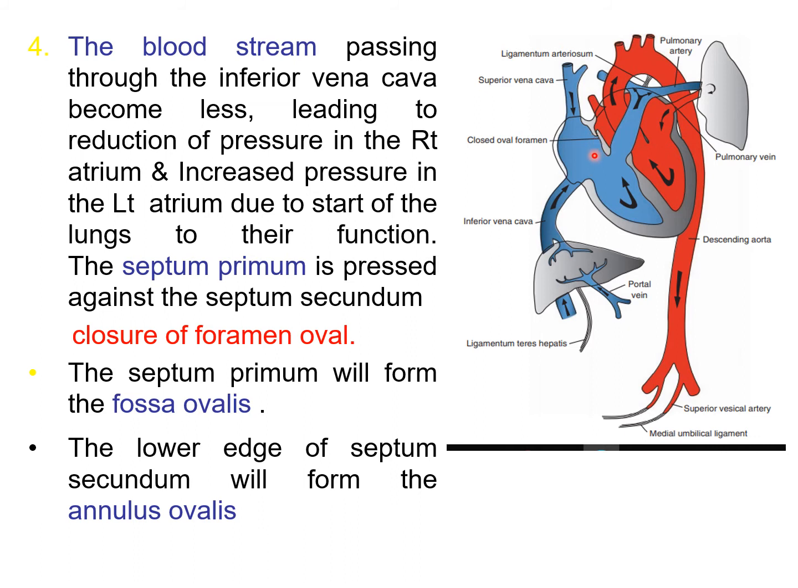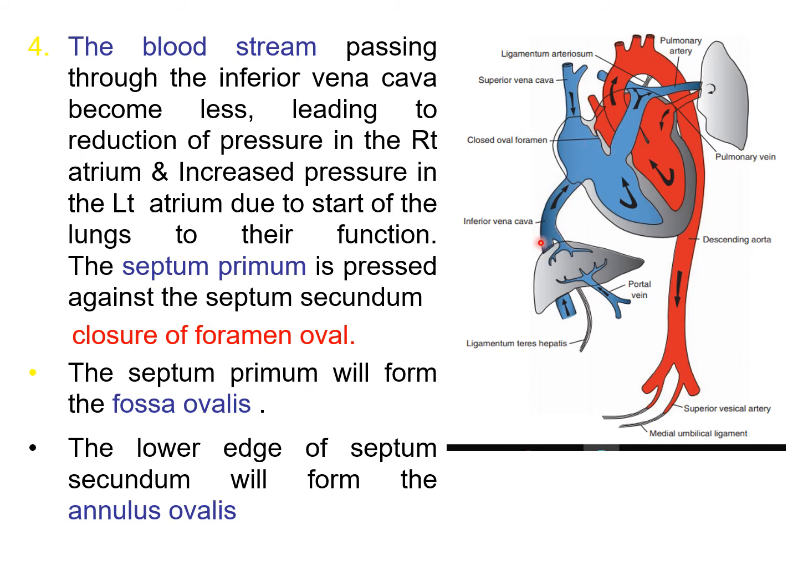And the septum primum will form the fossa ovalis, which we have studied in the anatomy lecture. The septum-like structure in the middle, a circular portion, that is the septum primum, and the edges of the septum secundum will form the annulus ovalis, or margins of the fossa ovalis.